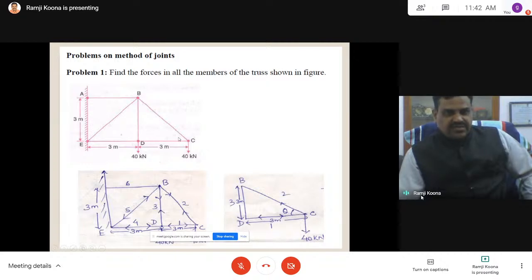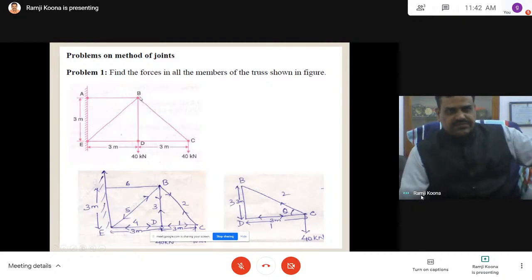That's why you have to select in such a way. Suppose once I complete this joint, if I go to joint B, there is the force along this member, this member and this member. By this time I know this force, but there are 3 unknowns and 2 equations, so we cannot solve at this joint. That's why you have to go for joint D.